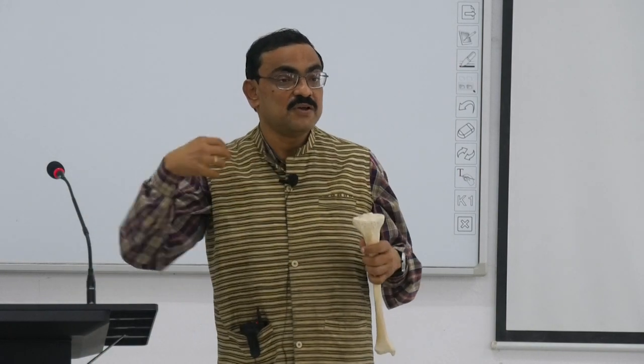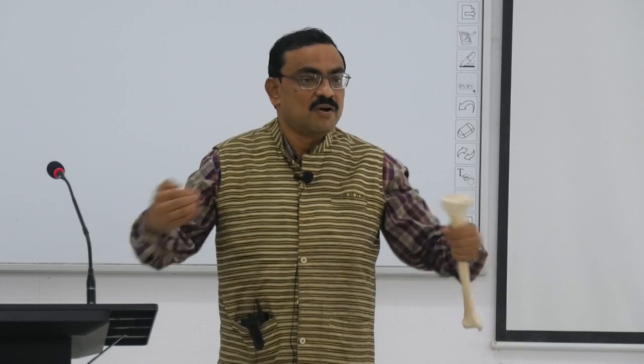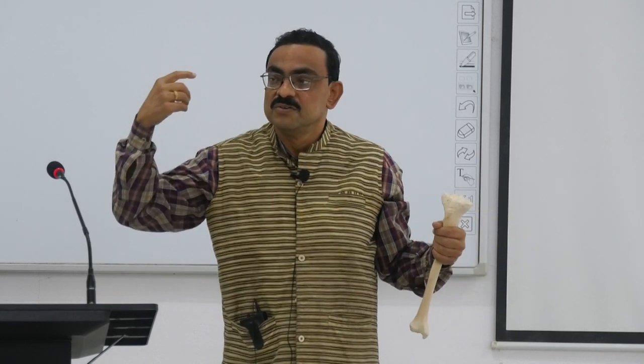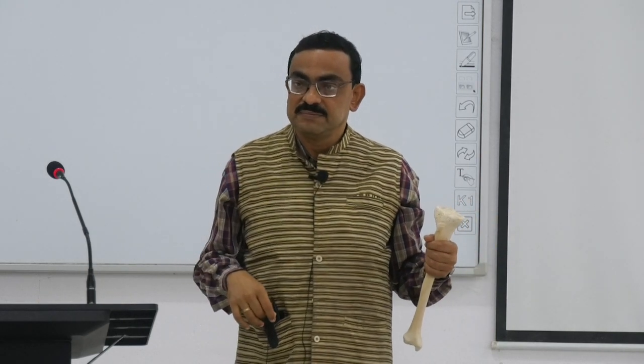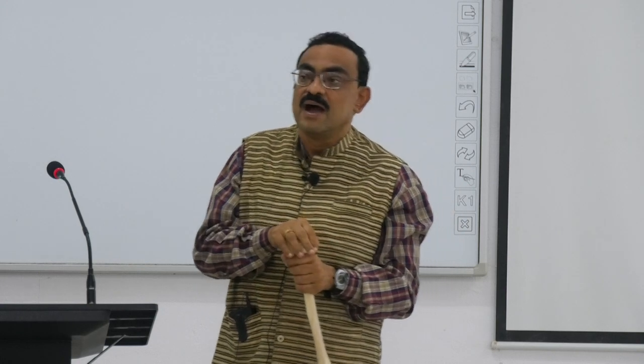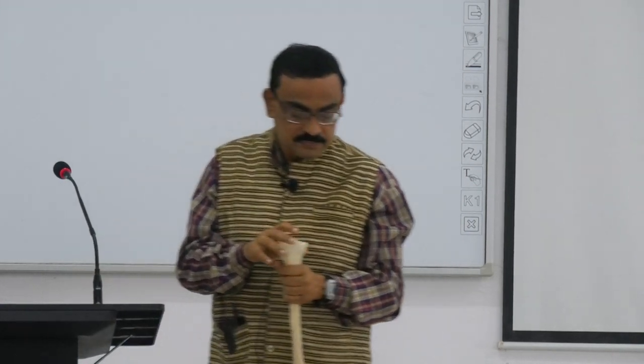It is very much mobile. It is triaxial because you can see there is this movement which occurs in one axis, this movement occurs in another axis, and this one occurs in another axis. So it is polyaxial. Similarly, this is a biaxial joint.